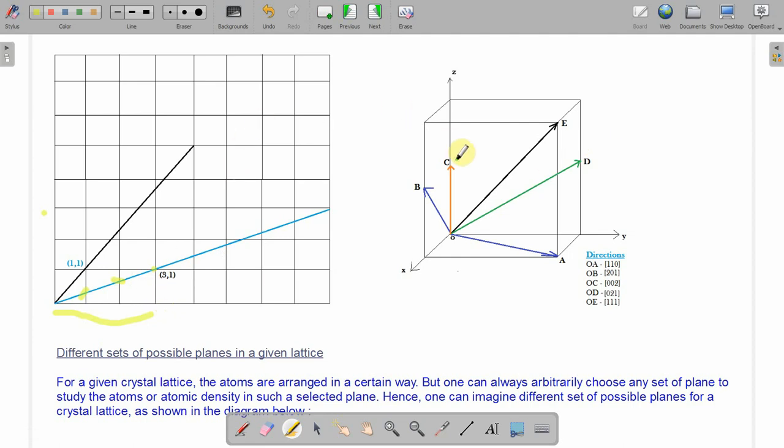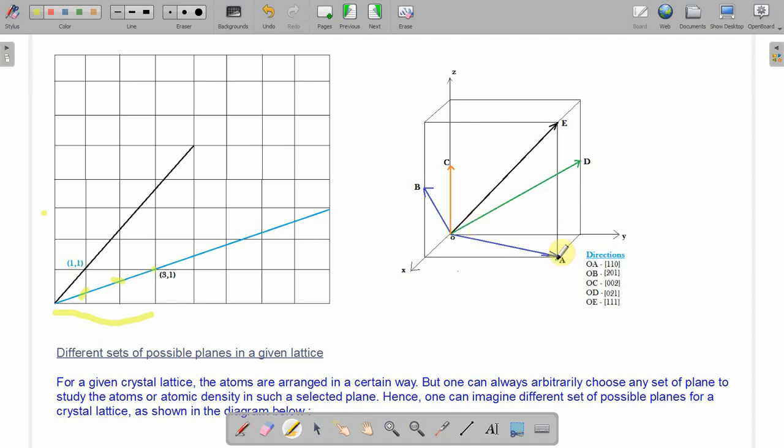Now, we will extend the same idea to the 3-dimensional lattice shown here, which is a more real lattice. Here, several directions are shown, for example, OA, OB, OC, OD, and OE. 5 different directions are shown in this crystal lattice. It is a cubic lattice. Let us first try to identify the direction OA.